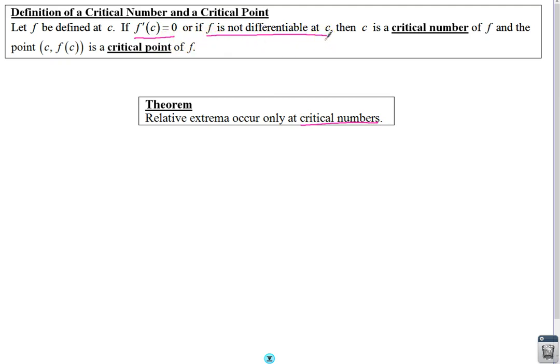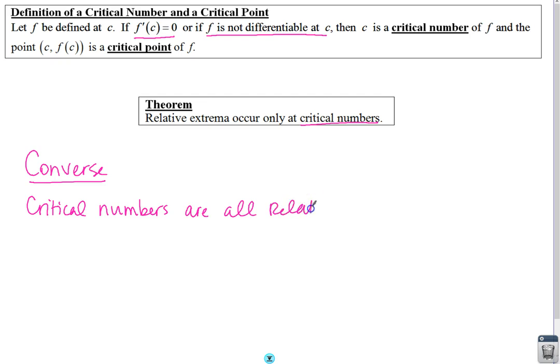So the converse of this statement. Do you guys remember the word converse? Think back to geometry. It's been a little while. I'm not talking about the brand of shoes, by the way. I'm talking about when you reverse the statement. So if your theorem is that relative extrema occur only at critical numbers, the converse is that critical numbers are all relative extrema. True or false?